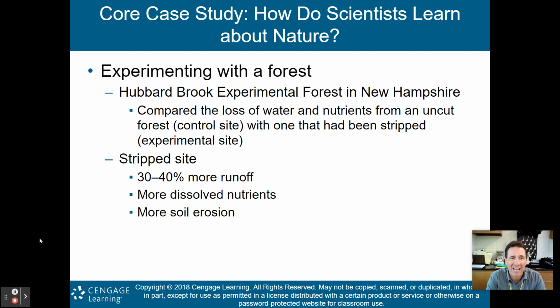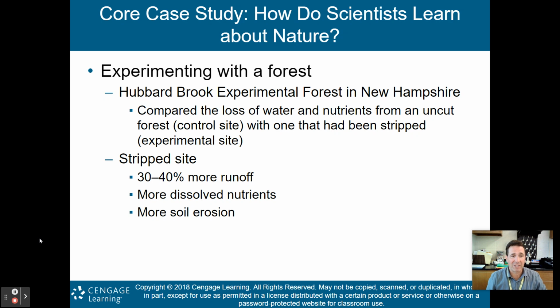What it found was that the stripped site, if you cut down trees, you're unfortunately producing 30 to 40% more runoff. And we'll talk about in a couple of chapters how sediment runoff is actually one of the major pollutants of our rivers, believe it or not. So it doesn't necessarily have to be toxic stuff that is pollution. Runoff of sediment is considered pollution as well. And when you strip a forest, when you cut down trees, when you take away plants, you lead to soil erosion and more runoff, which is what this experiment proved.